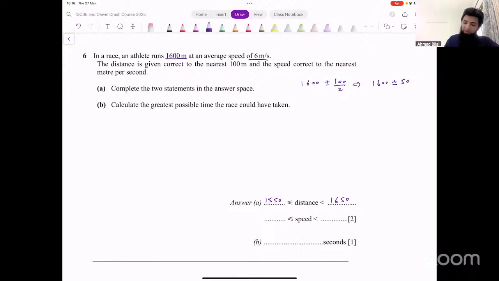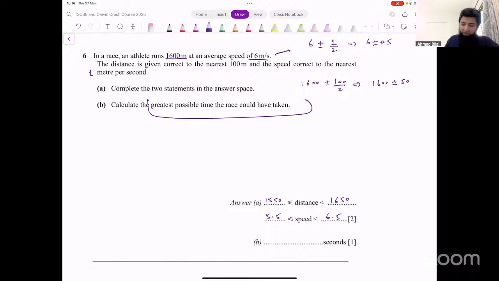Okay, then it says the speed is given correct to the nearest meter per second, to the nearest 1 meter per second, right? So you can say this is 6 plus minus 1 over 2, right? Plus minus 0.5, that means 6 plus minus 0.5. So speed is going to be between 5.5 and 6.5.